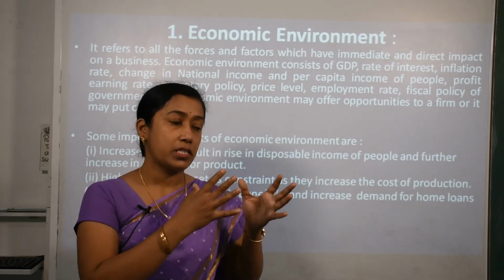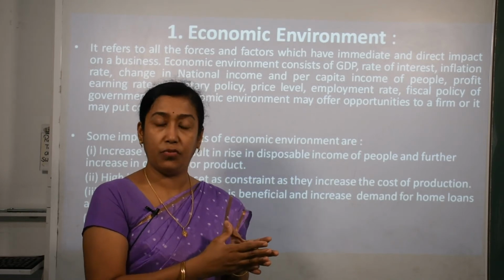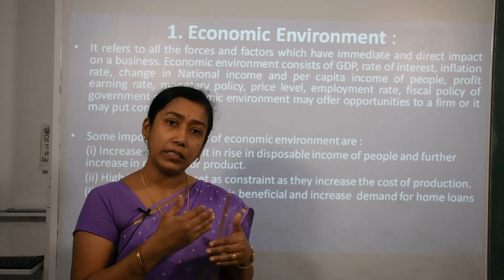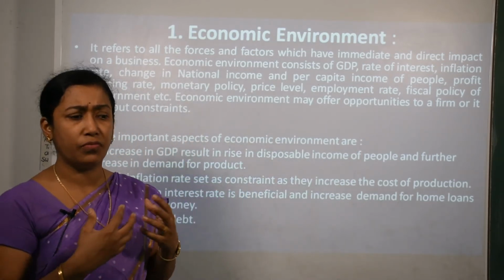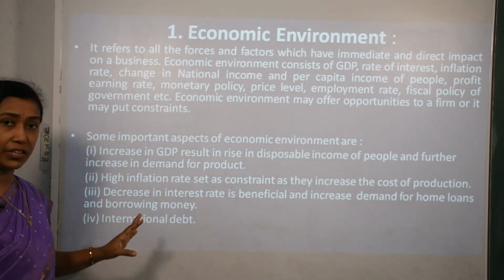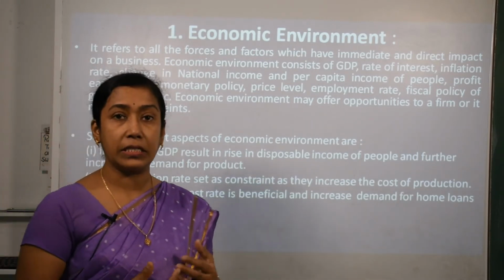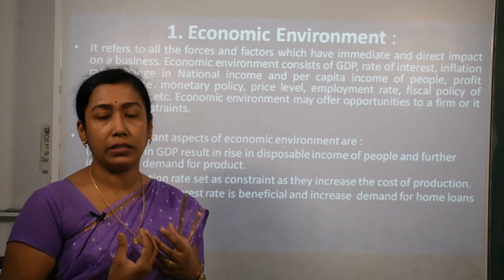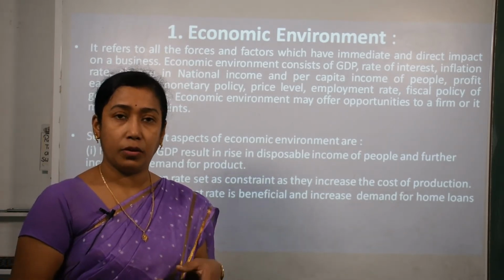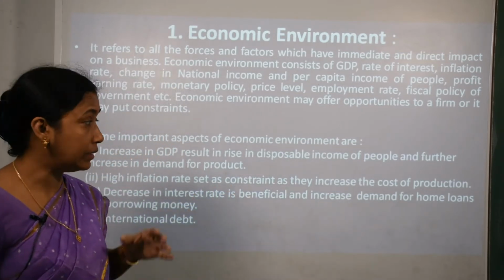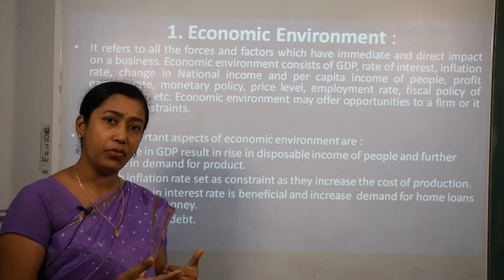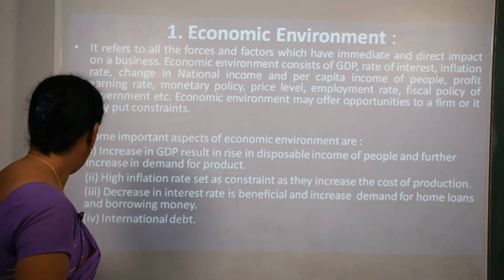So what I said is that some factors or forces have a better impact on the business in terms of the economic environment, and some have a bad influence over the business or transactions. It can be international debt also. When a nation is acquiring certain debt from foreign countries, it can increase the burden on the nation. So there are certain other factors related to the economic environment which have a bad influence and a good influence also.